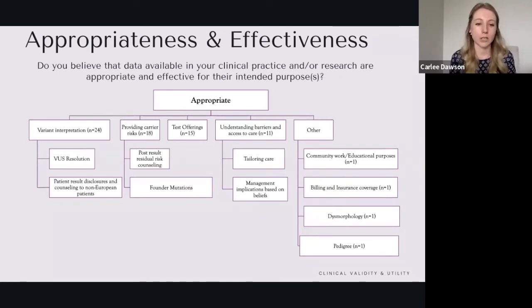disclosing results to non-European patients. Other appropriate cases included providing carrier risks based off of a patient's race, ethnicity, or ancestry, and reviewing the known carrier risks or founder mutations for diseases of a specific population. Test offerings was noted as an appropriate use case, and then also understanding barriers to healthcare and tailoring care or management.